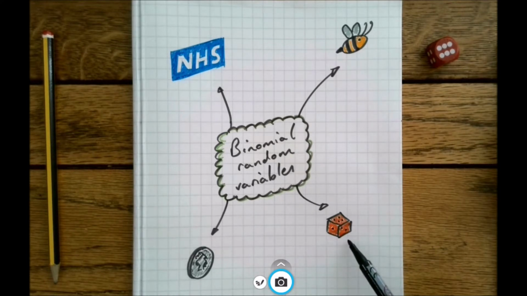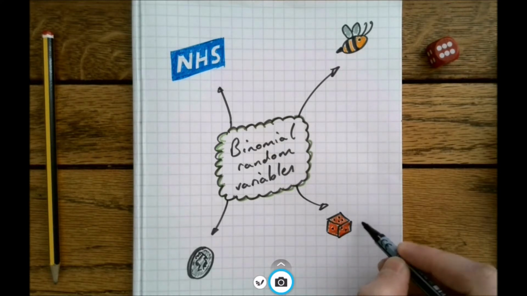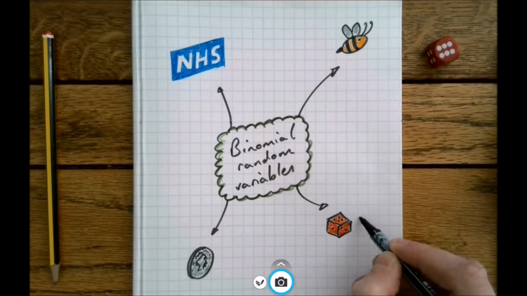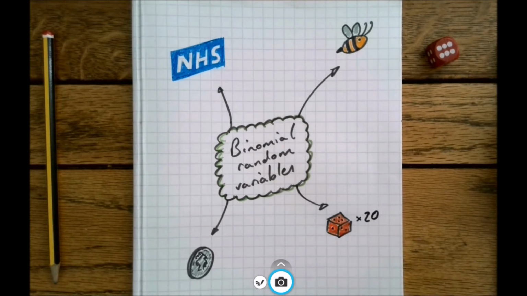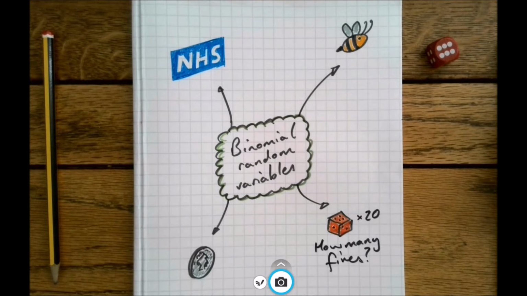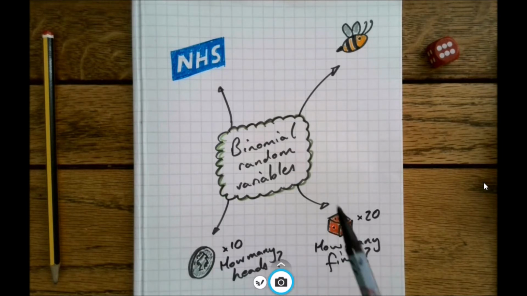So let me give you some examples. A really simple example is rolling dice. If I roll a die 20 times, how many 5s do I get? That's an example of a binomial random variable. Another simple one: if I flip a coin, say 10 times, and I ask how many heads? Now those are two quite neat and tidy examples. Let's apply this to the real world.